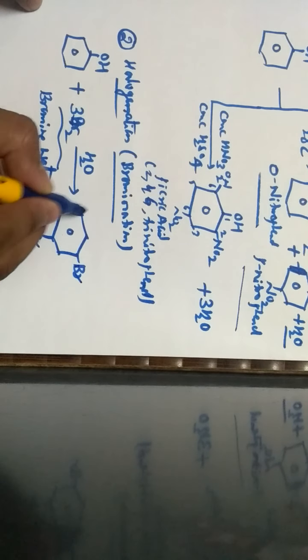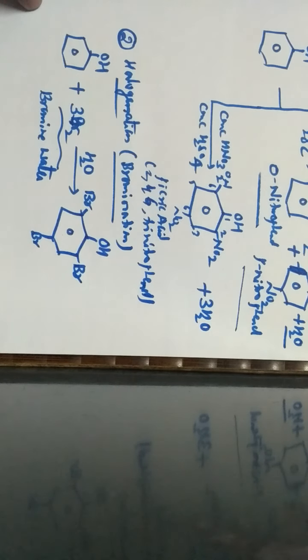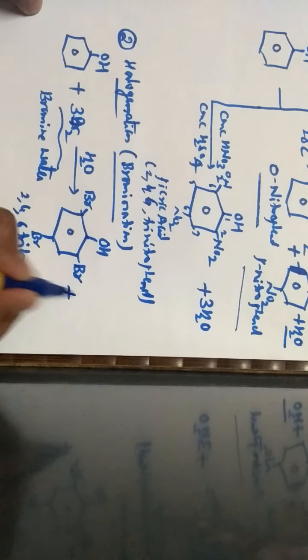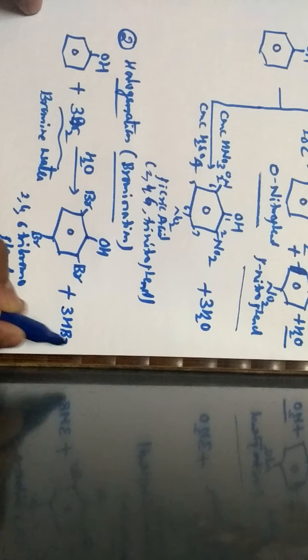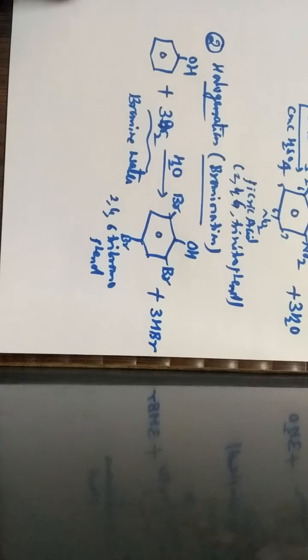that is, the second position, fourth position and the sixth position are substituted by a bromo group, which is known as 2, 4, 6 tribromophenol. Along with this 2, 4, 6 tribromophenol, the byproduct will be HBr. So this is the first reaction condition when phenol is subjected to bromination.